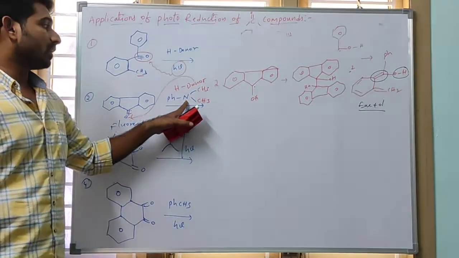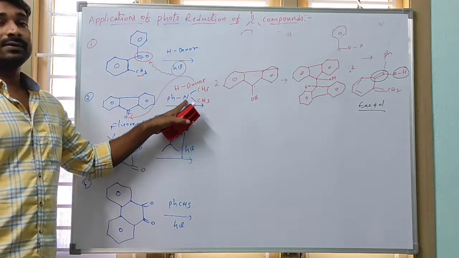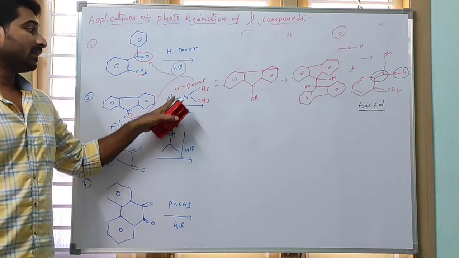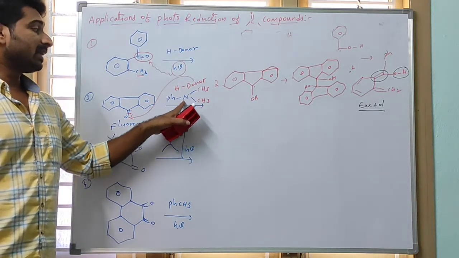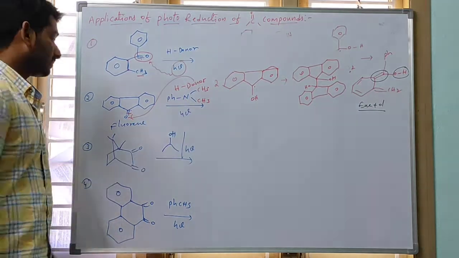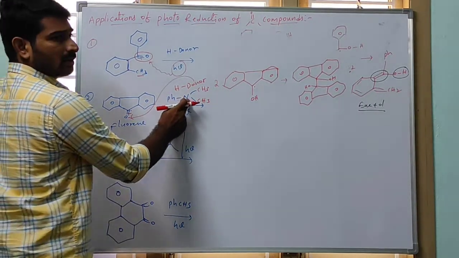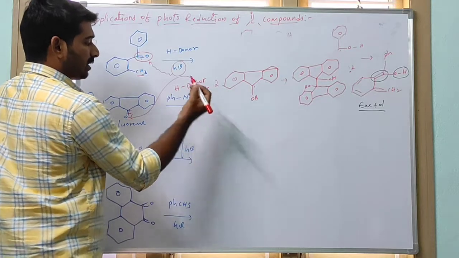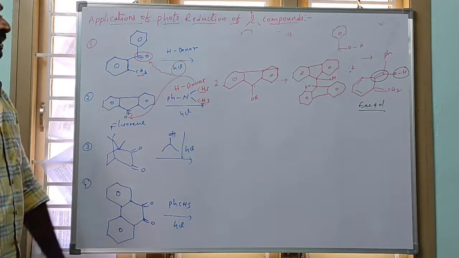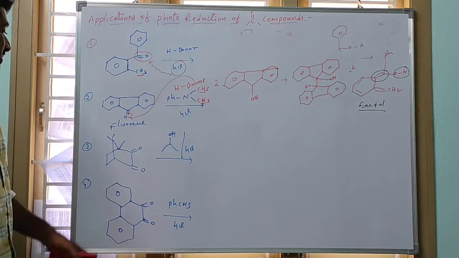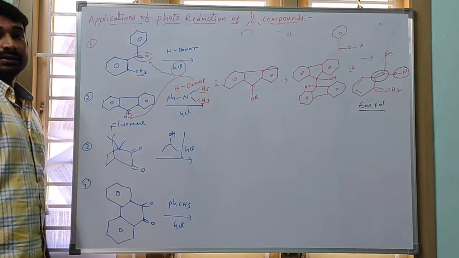Here, what is the hydrogen donor? N,N-dimethyl aniline. On aniline, two hydrogens are replaced with two methyl groups, used under photochemical conditions. This is the second application. Next, the third one. This is also an exception.